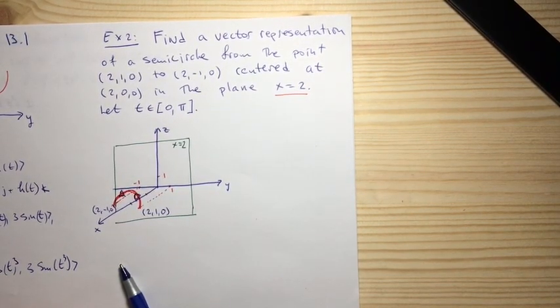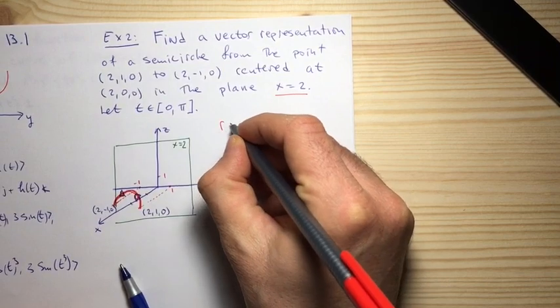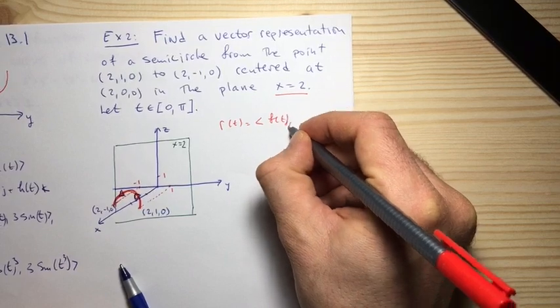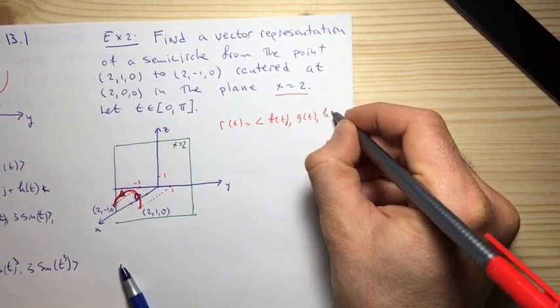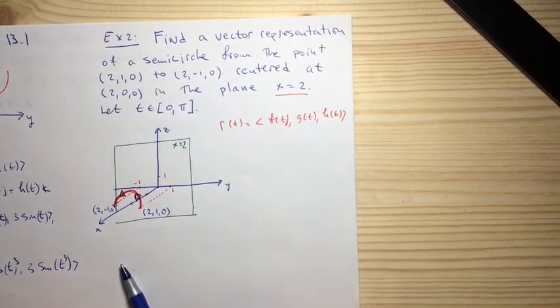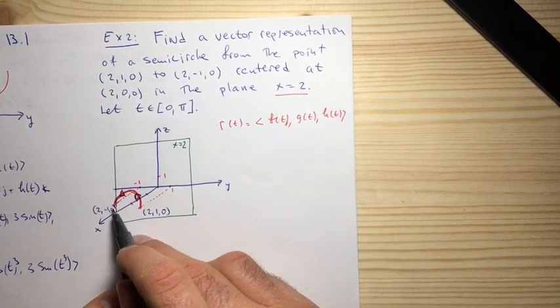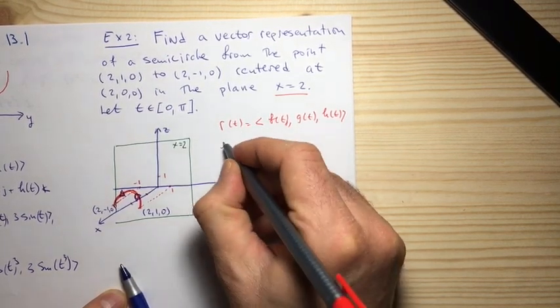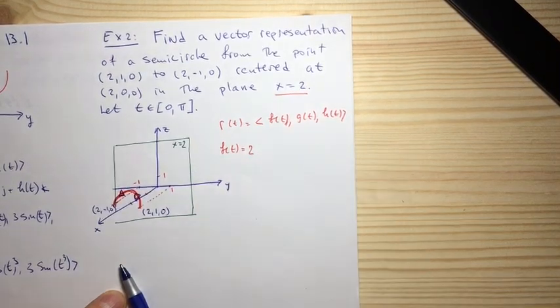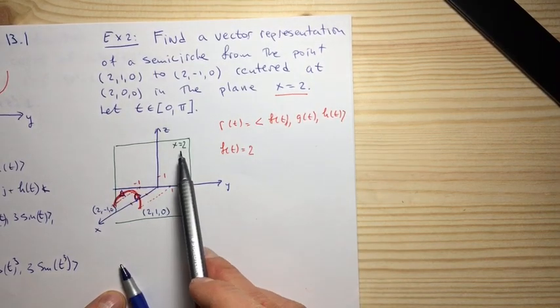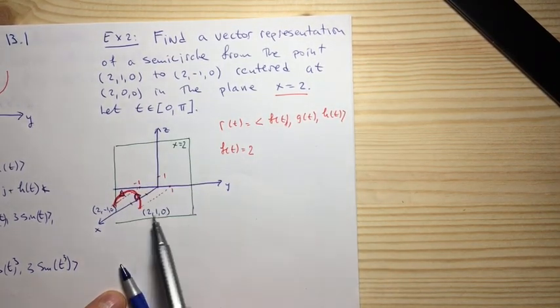What does that mean? That means that the x component of the vector, so let's say r of t is equal to f of t, g of t, h of t. If for any t the first component, the x value, is 2, that means that f of t is simply a constant. It's 2. No matter what t is, the output is always going to be 2 because the curve lies in the plane x is equal to 2.